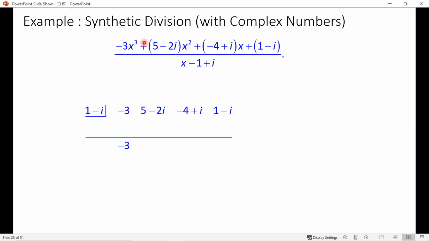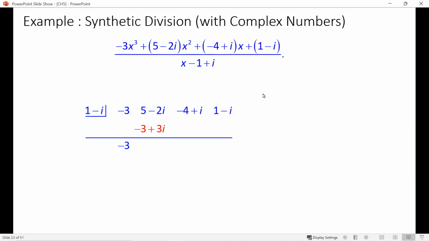Now, we do have these parentheses. These things in parentheses are just the coefficients of our x squared term and our x term and our constant term. So we're going to work them the same way. These are just each of the coefficients of the polynomial we're dividing by, and this is the root of this other polynomial.